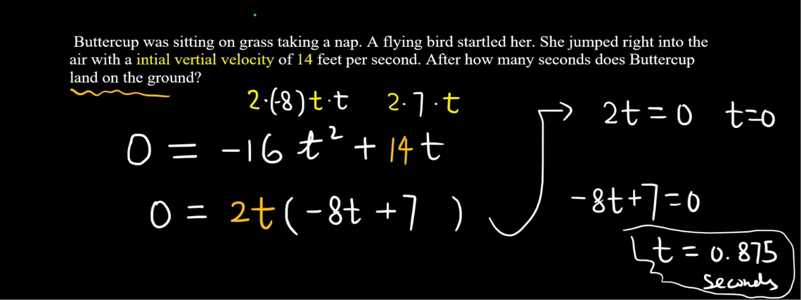Okay, that's how we use the vertical motion model, the first concept. And the second concept is how to factor out the greatest monomial factor, and then use the third one, zero product property, to solve this beautiful word problem.